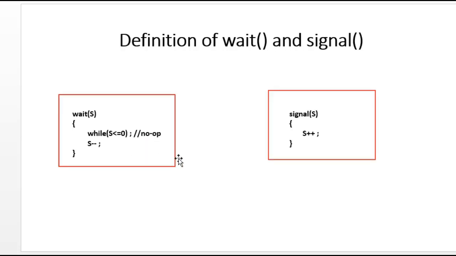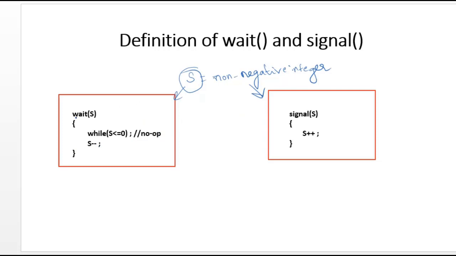In this slide we have the definition of wait and signal. Please note, initially a semaphore will have some non-negative integer value, and this non-negative integer value will be altered by wait and signal functions. The wait, if it is successful, will decrement the semaphore value by 1, and signal will increment the semaphore value by 1.